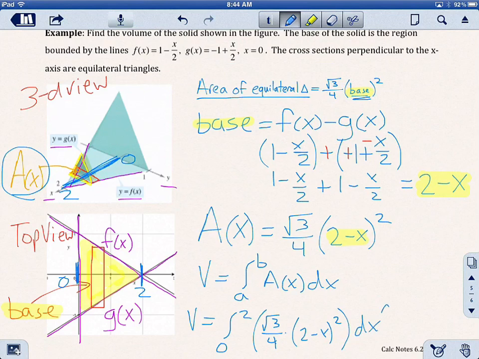And when we evaluate this in our calculator, we get about 1.155 units cubed.